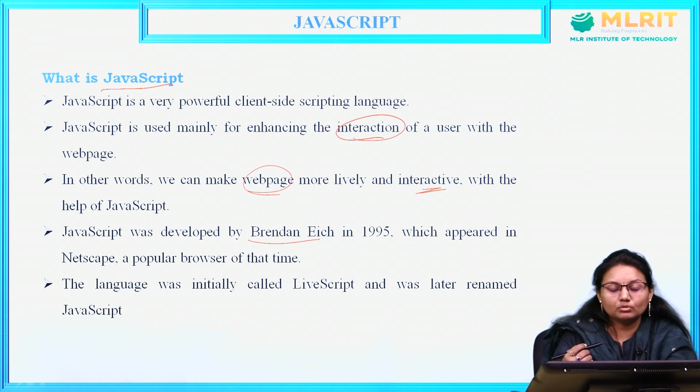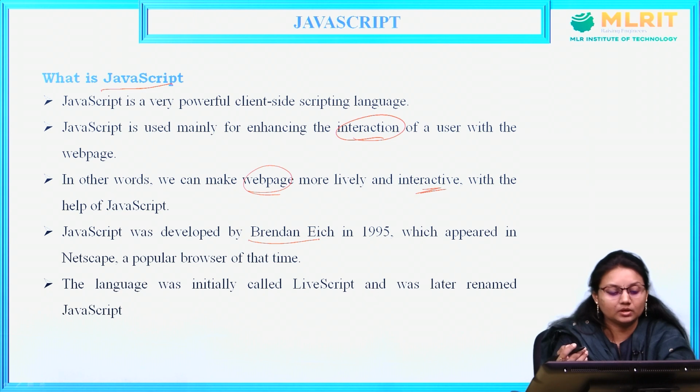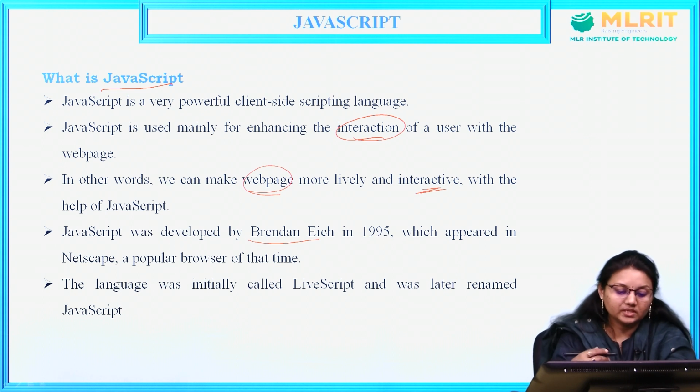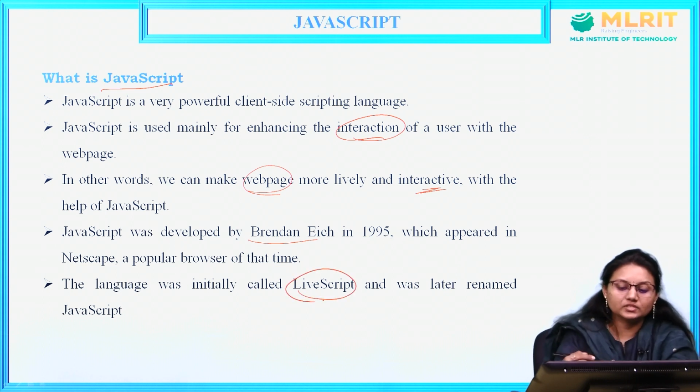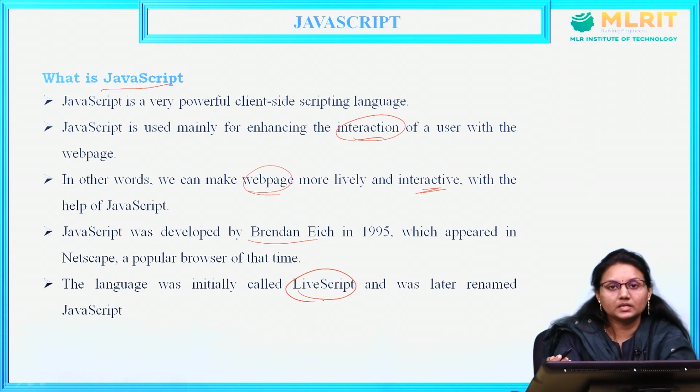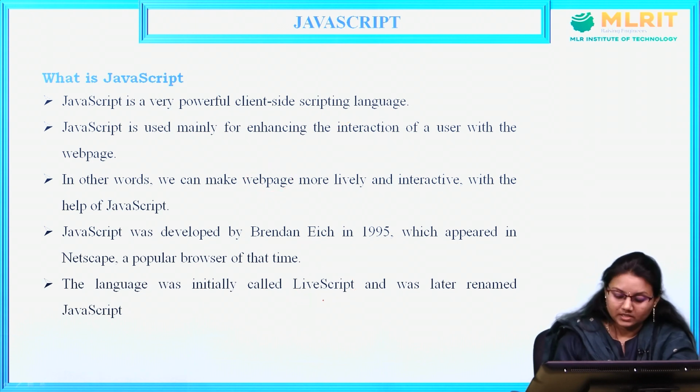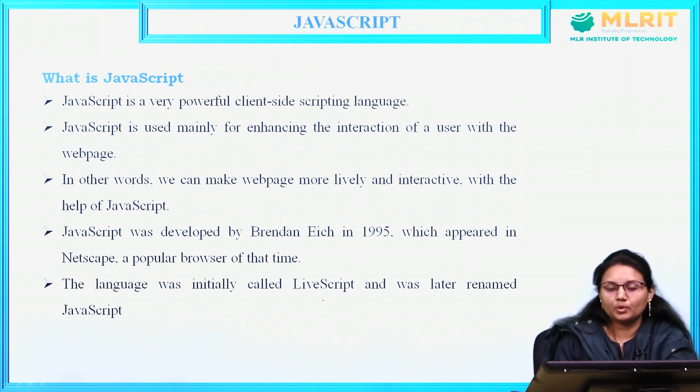During those days, instead of Google Chrome, Mozilla Firefox and Edge, which we have now, Netscape was the popular browser. The language was initially called LiveScript and was later renamed JavaScript, as we use objects and so on for making different validations, making the client-server model more interactive.